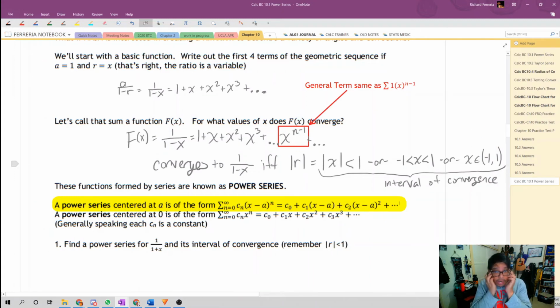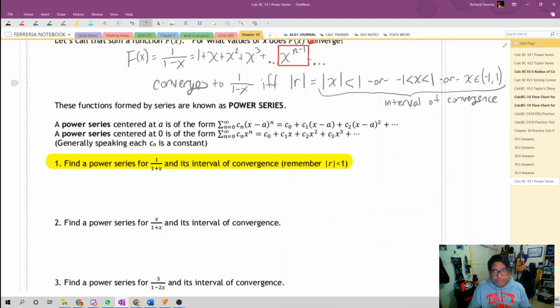So things get kind of confusing here because now we have a and we're calling a the center, whereas before a was the first term of a geometric series. So I'm going to try to circumvent that confusion a lot by just referring to a in the power series sense as the center of the series. Let's get into some power series questions.